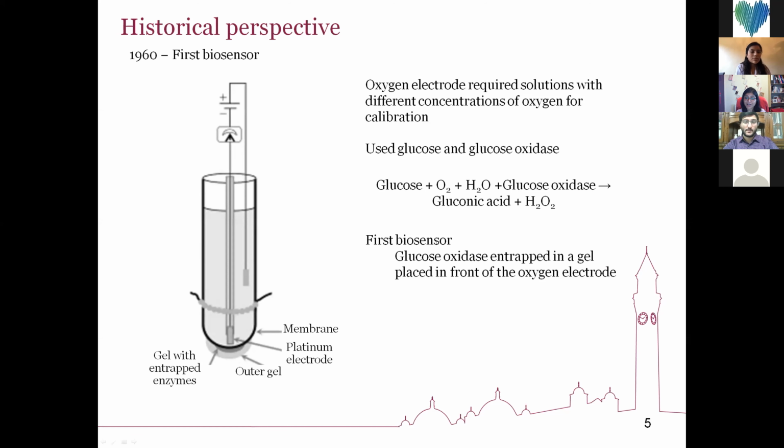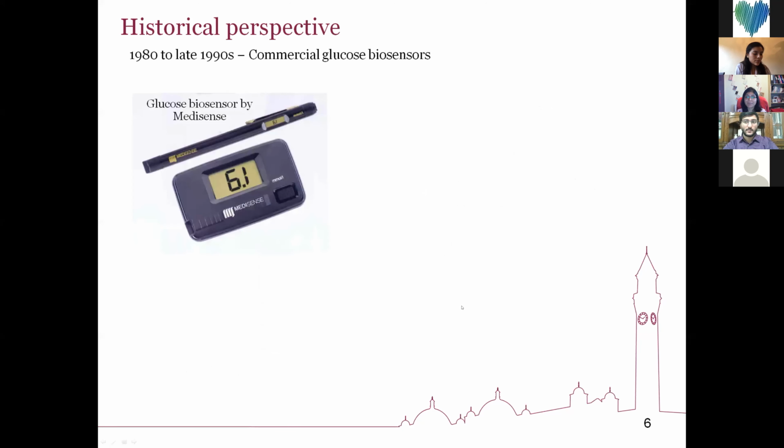So he entrapped this enzyme called glucose oxidase in a gel and placed it in front of the platinum electrode. And this allowed him to do glucose measurements. So this was maybe a sort of research stage, but then in 1980s to late 1990s, several innovations happened that led to the commercialization of these glucose biosensors.